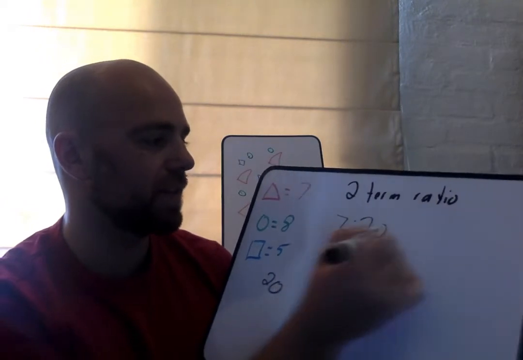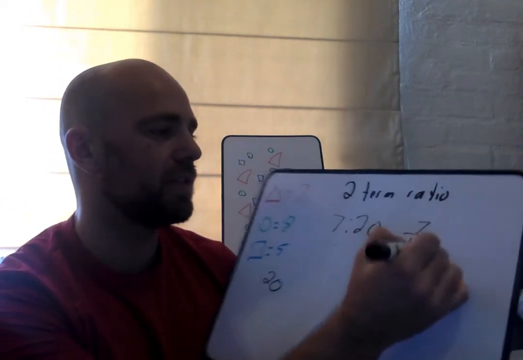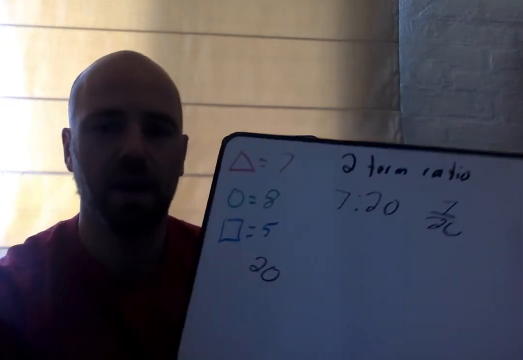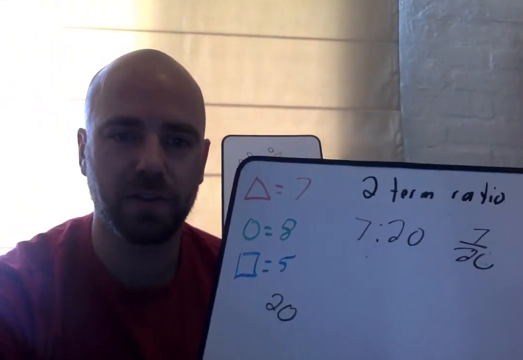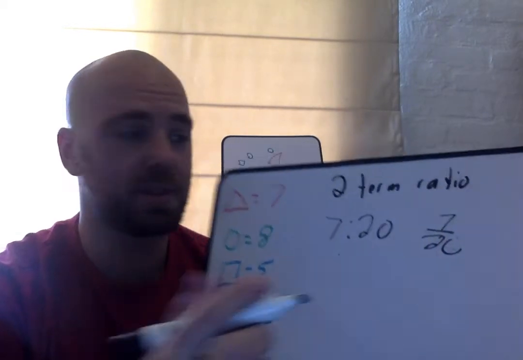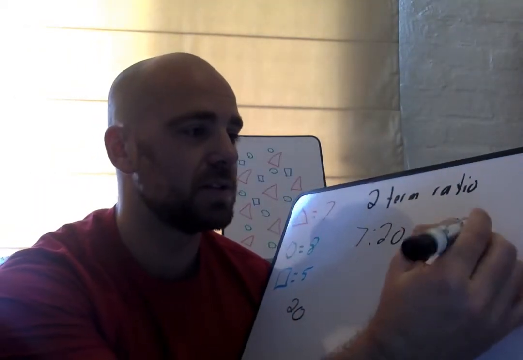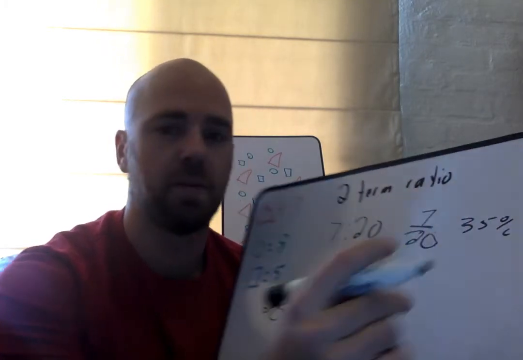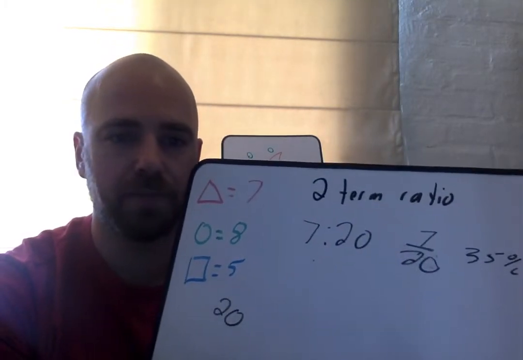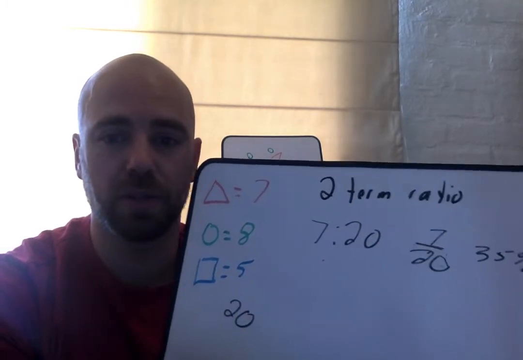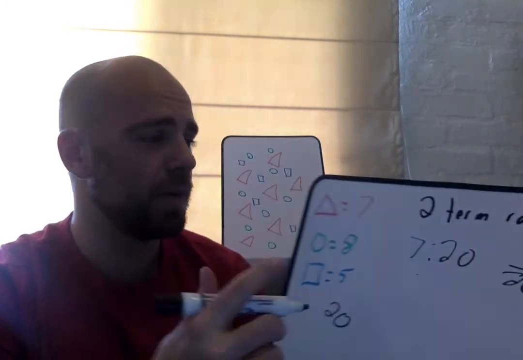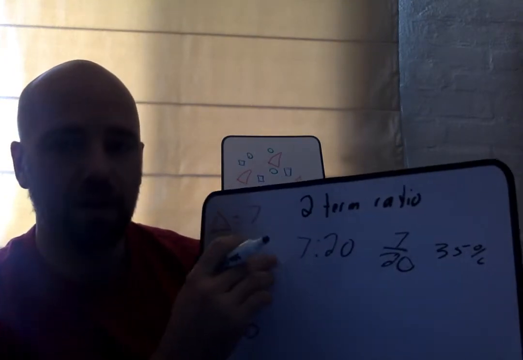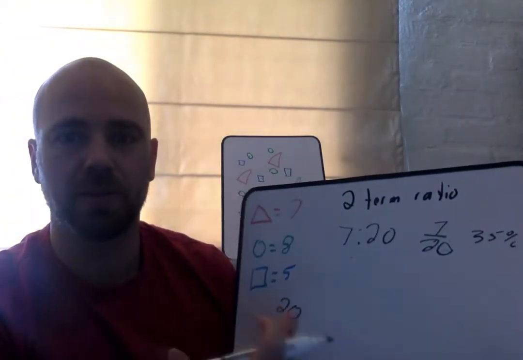Or I can make it a fraction. I can say 7 out of 20. Okay, that's the first one. I could also turn that into a percent because we've been talking about percents. So 7 divided by 20 gives us 35%. That's when we're using a 2-term ratio. The other one that we can do is when we're comparing one thing to the whole. One thing to the whole.